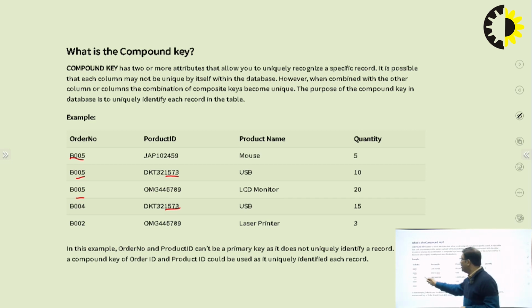But the combination of order number and product ID can uniquely identify a record, because if we take B005, then this is a JAP, B004, then this is DKT, B005, this is OMG, B004, then this is DKT. DKT is a duplicate, but along with the order number, we can keep it unique. So in this table, order number and product ID together are the compound key, and can be kept as the primary key, a combined candidate primary key also.